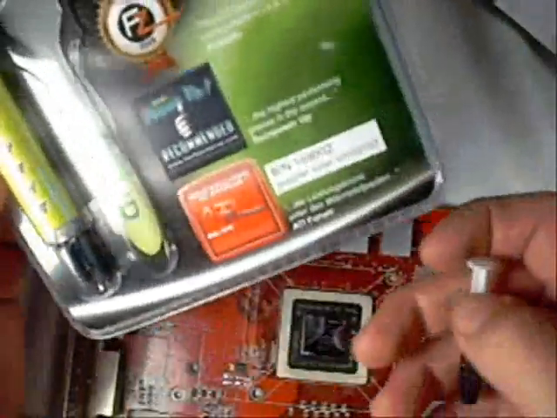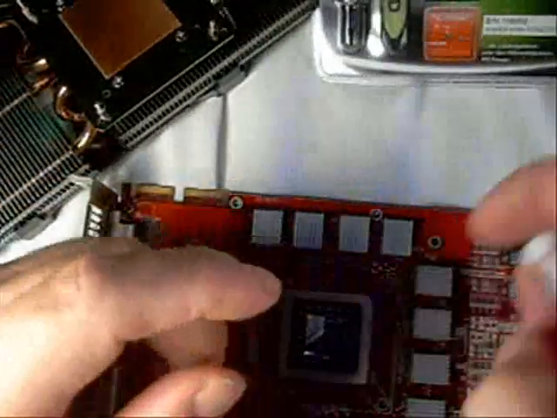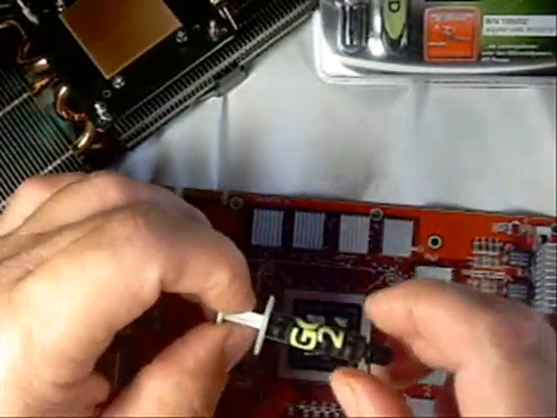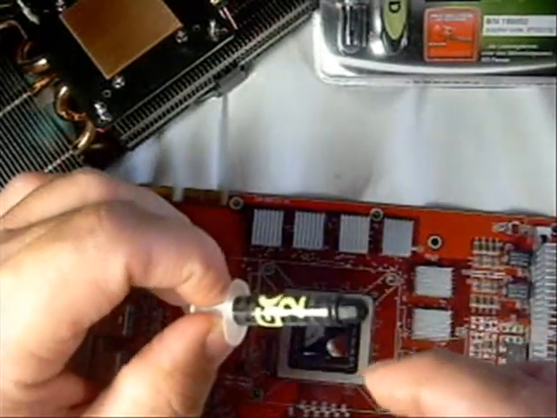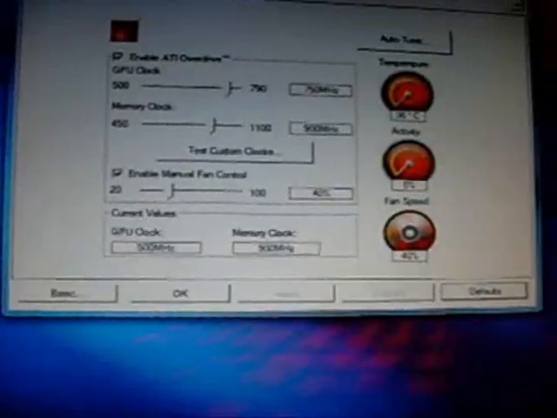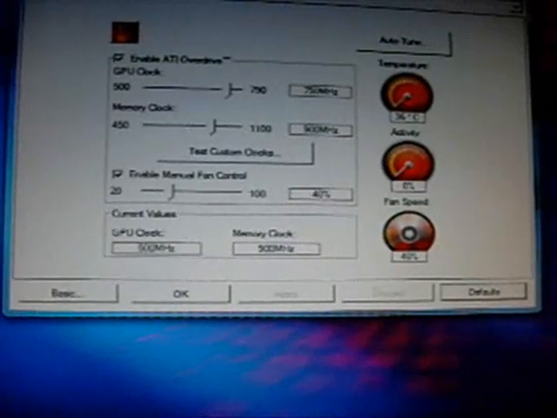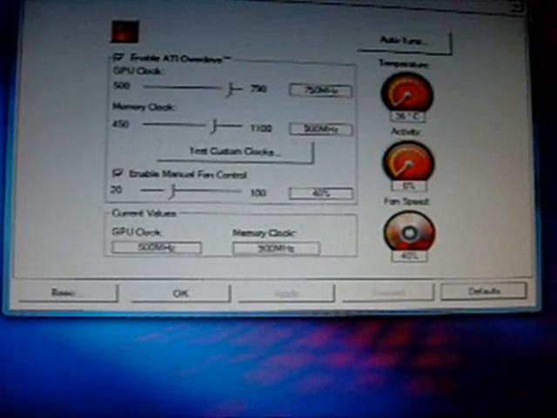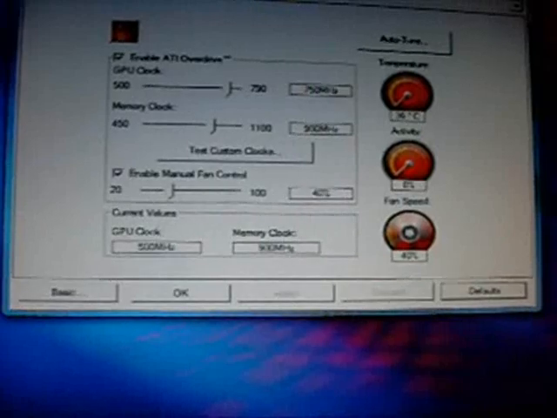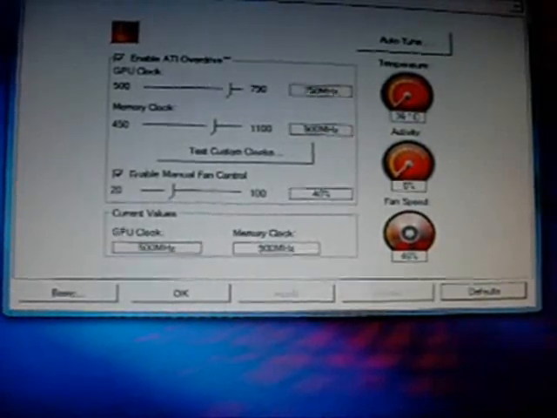So we're going to try it with the stock stuff first that comes with it, see what kind of temperatures we get, and then we're going to take the cooler back off and switch over to the GC Extreme and see what difference it makes. Okay, we have the card installed with the Icy Vision cooler on there. Same fan speed, 40%, as we were running on the stock cooler. You can see the temperature is 36 degrees. It's 12 degrees cooler idling than the stock cooler was on there.